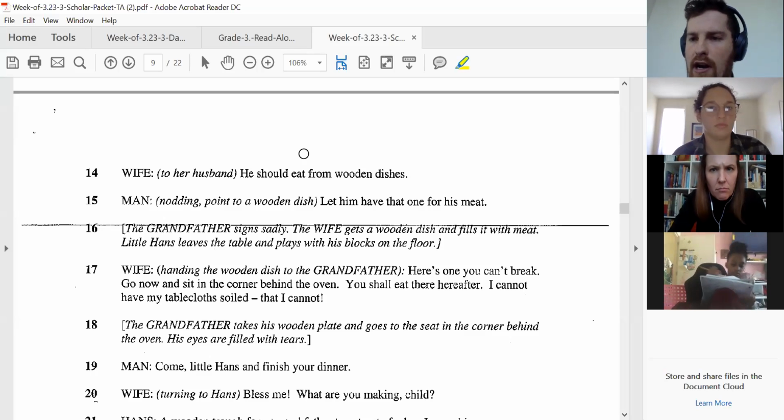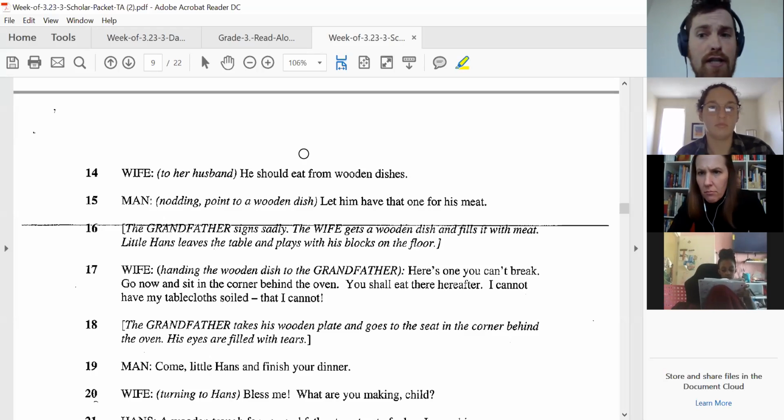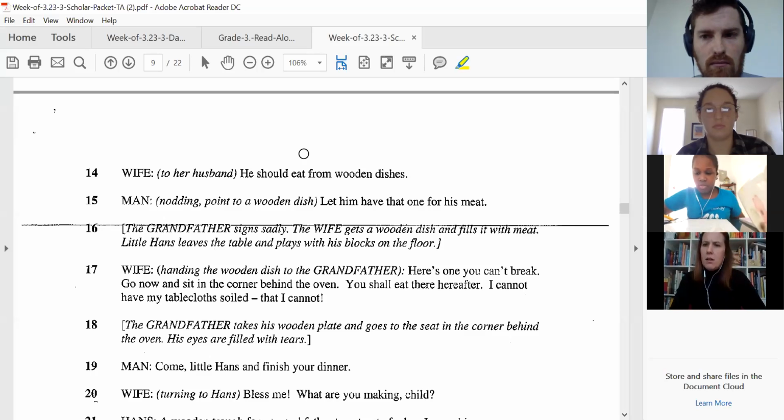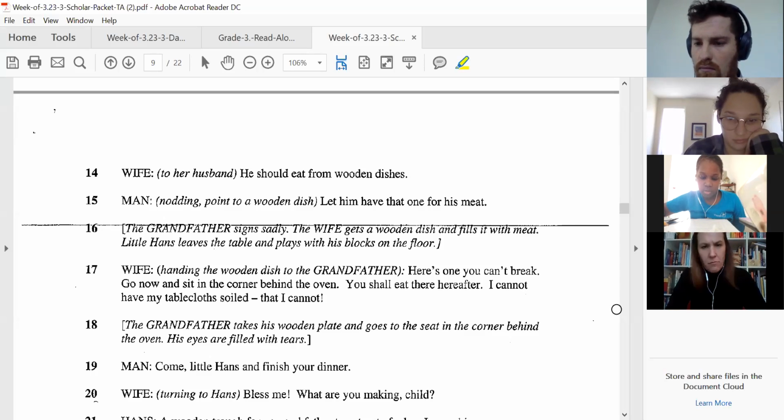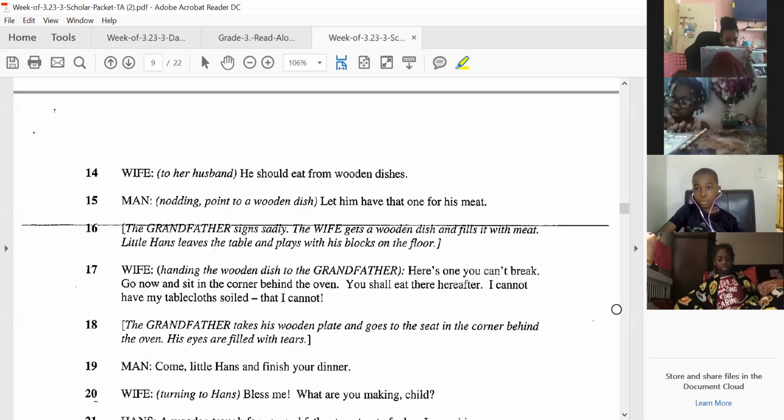Okay, can someone share out what the problem is that's emerging in our text? Achata, you're unmuted, go. I wrote that the grandfather's dropping everything and the wife is making him sit in the corner behind the oven. What do we guys think? Do you guys agree? Let's evaluate.